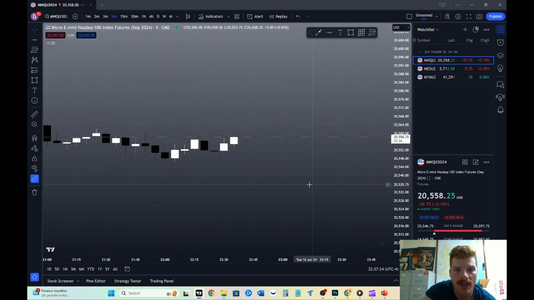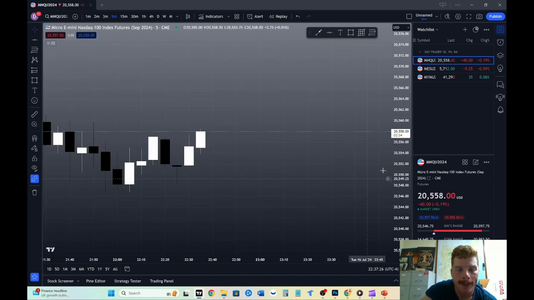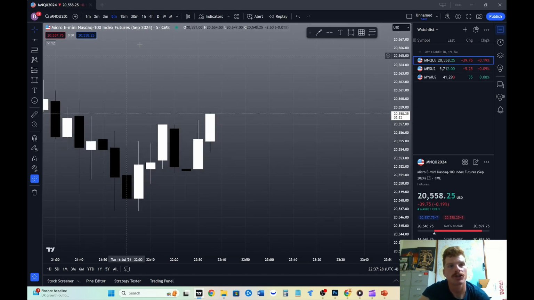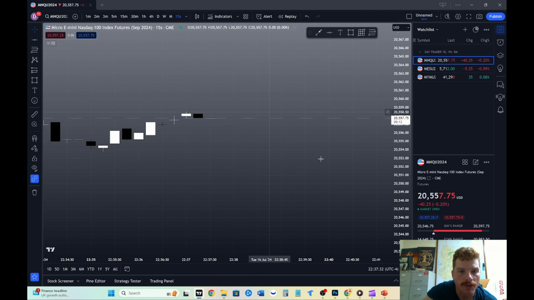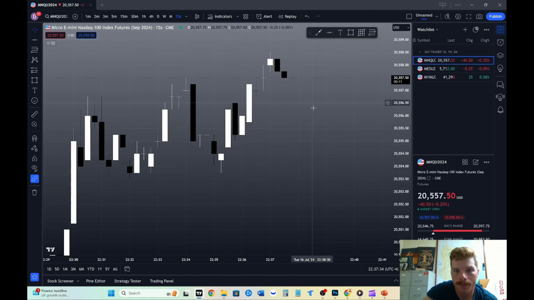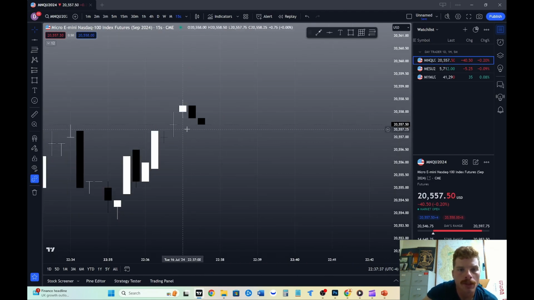We have an active candle right here. You know what? If I show you on a smaller time frame, it may be easier to see. So 15 seconds, we'll do that. So market open right here. It dropped to this price. Let's see what it does. Increased to this price. Dropped again.